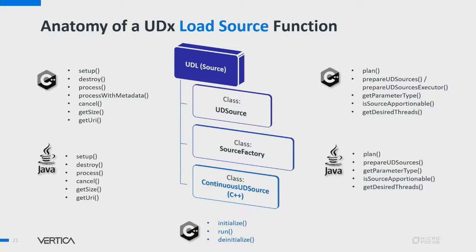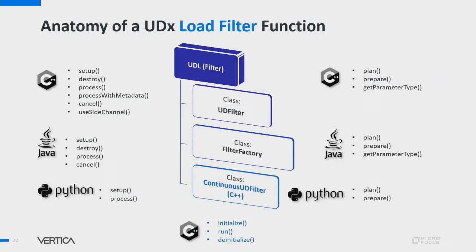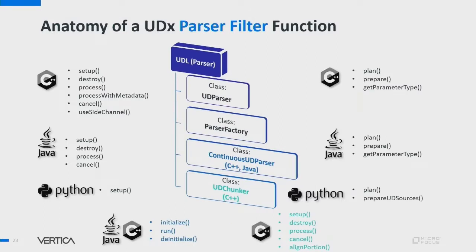On the other hand, if the nature of the data has a continuous, let's say, phase, you have to implement the continuous UD source. And that continuous source has a corresponding classes for parser and filter as well. In terms of parser, you can also have additional class to implement, because as you remember, Vertica can support apportioned load, and in the loader you can define if the source is applicable for the apportioned load. But for the parser, by default, one process single threaded per node is parsing the data.